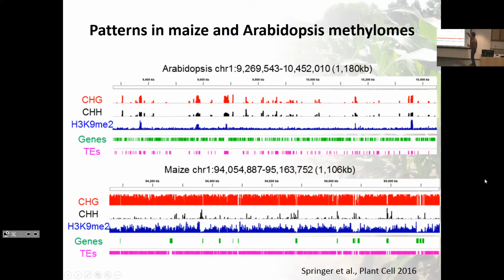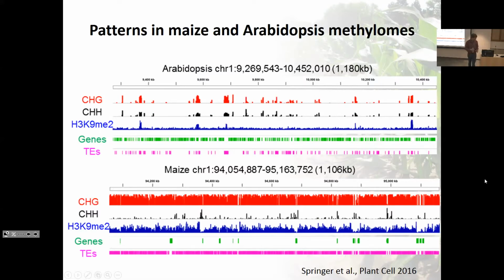If you look at these two marks, they're very much co-localized in the Arabidopsis genome. In maize, we see a very different pattern. Virtually the whole genome has this CHG methylation. There are only some little holes, and most of these holes are happening over the genes, okay? So we see very different patterns. Not only that, now this CHH mark is not necessarily in the same places as this other mark.